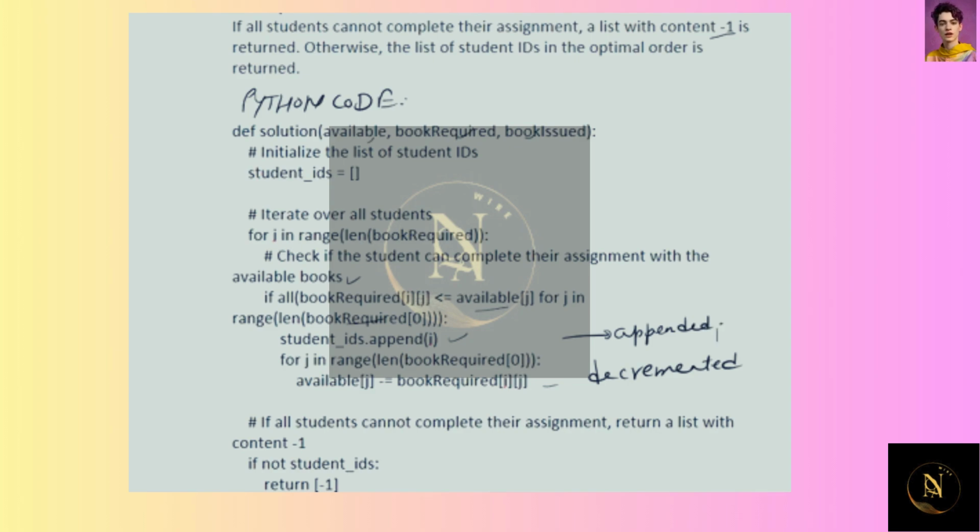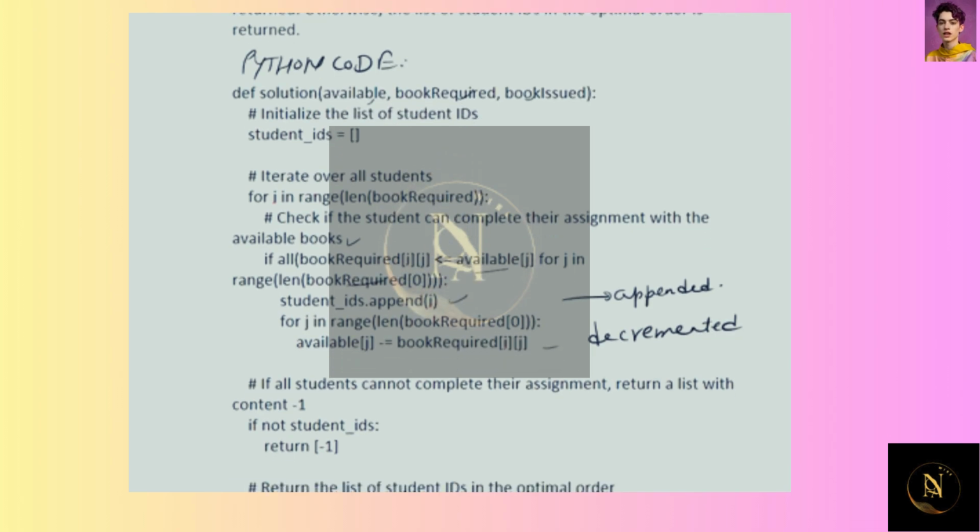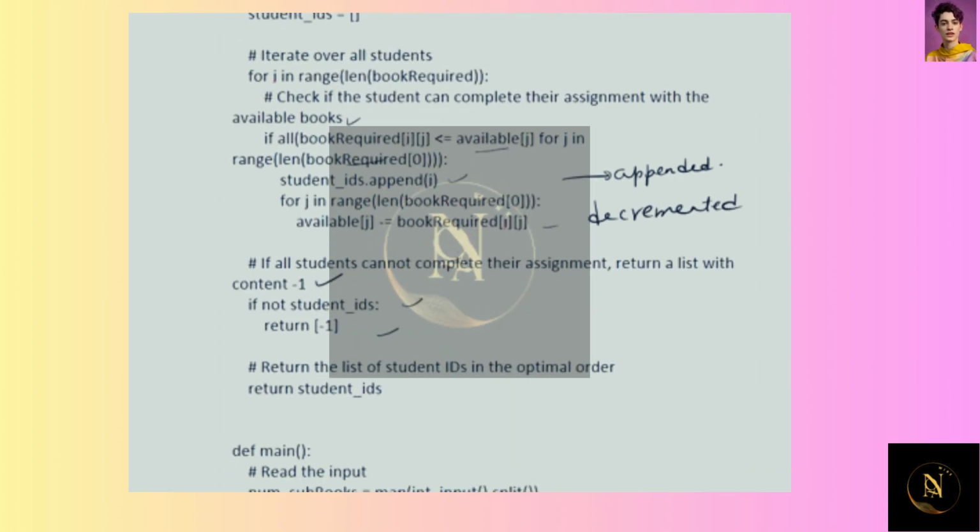So if none of the students can complete their assignment, return a list containing -1. So here the -1 counter will be returned. If not student IDs, then return -1. So this is the program, this is the function. Return the list of the IDs in the optimal order.